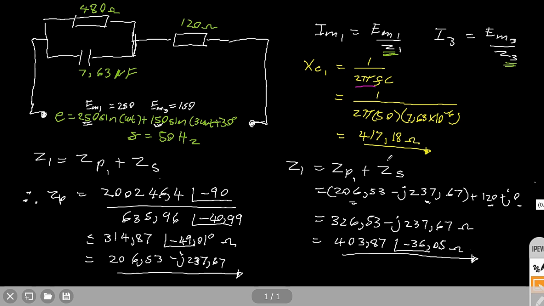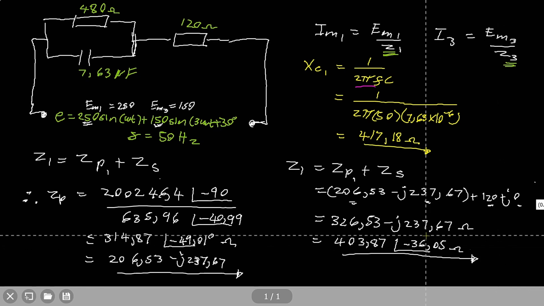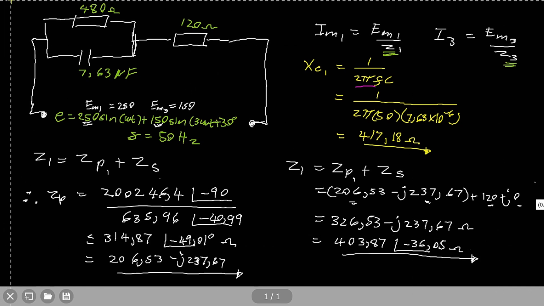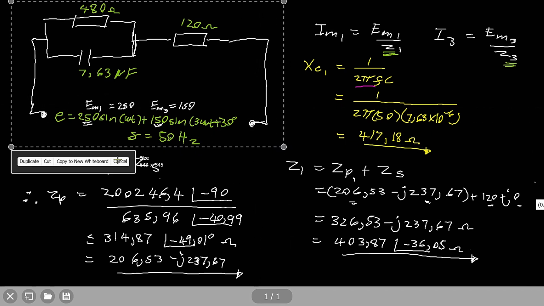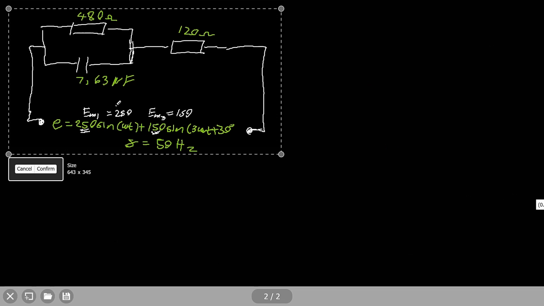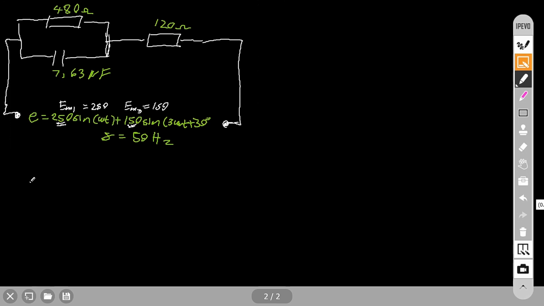So now, remember our goal is to find IM1. That's why we are calculating the Z1 and all of those things, right? So now I'll just take this sketch to the other side. I'll go to a new page now, so let's copy this to the next page. Now we are calculating what?